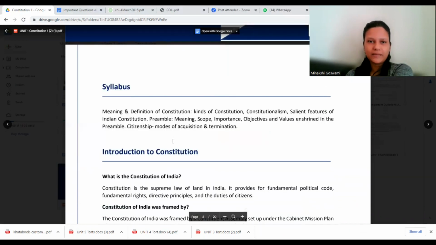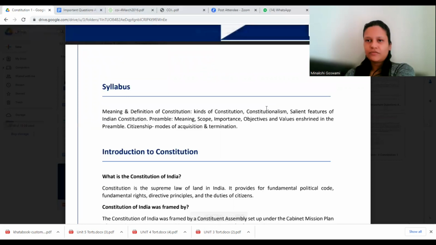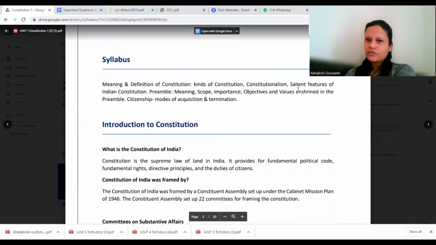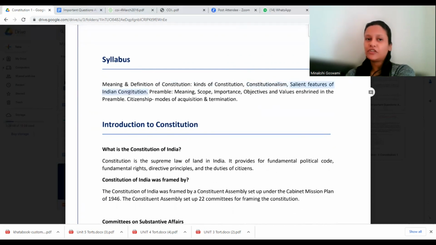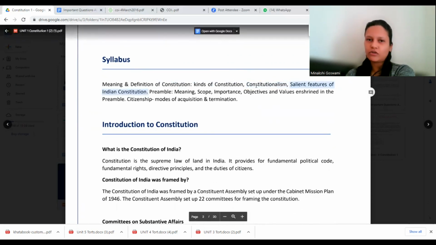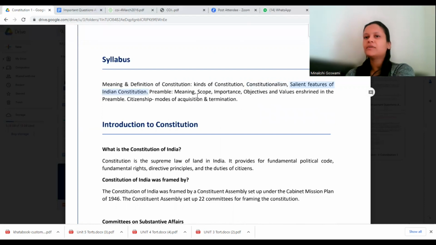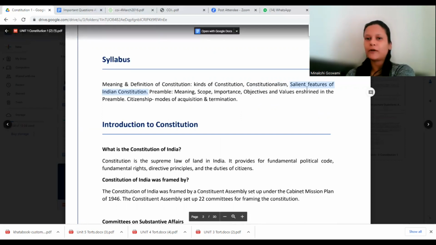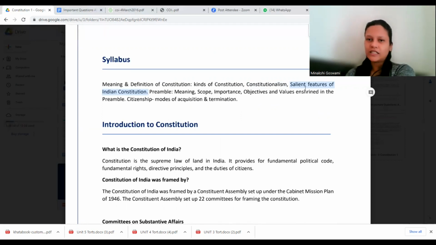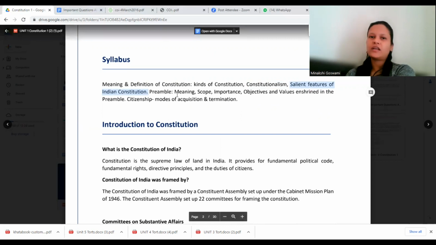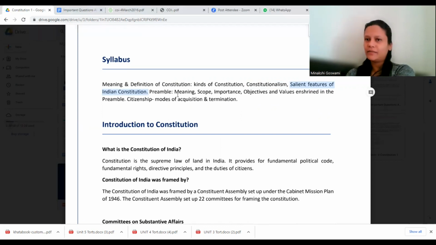Okay, is it clear? Types or kinds of constitution. So from the intro part, we have constitutionalism and features of the constitution. Okay, these two topics are remaining. After that, the actual provisions start, which is nothing but the preamble and then citizenship. Okay, so tomorrow we will continue with these topics, features and constitutionalism, and maybe we can see if we can do the preamble as well.